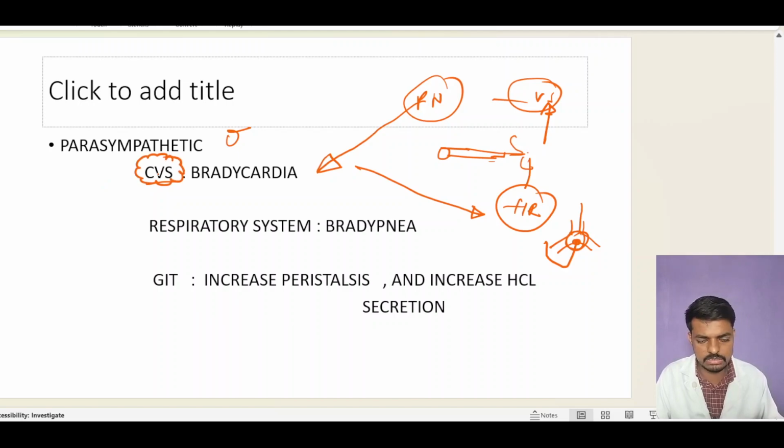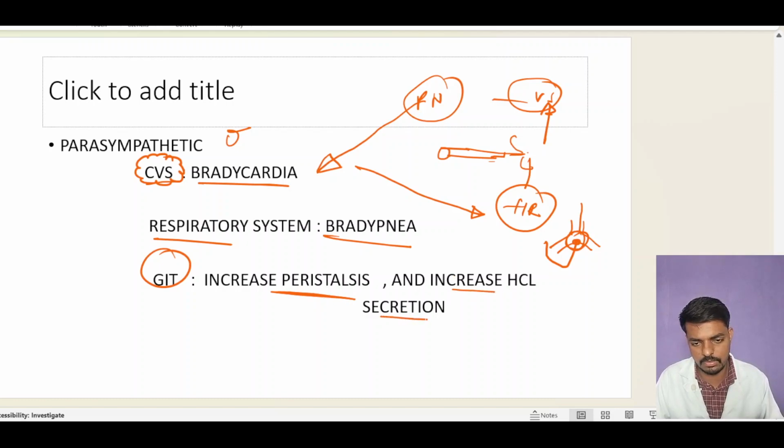So the parasympathetic branch of the vagus nerve is responsible, in the cardiovascular system, for bradycardia, in the respiratory system for bradypnea, and in the GI system for increased peristaltic movement. That is called hyperperistalsis, and it increases HCl secretion. So when you do a vagotomy, peristaltic movement decreases and HCl production decreases, which leads to control of our peptic ulcer disease.